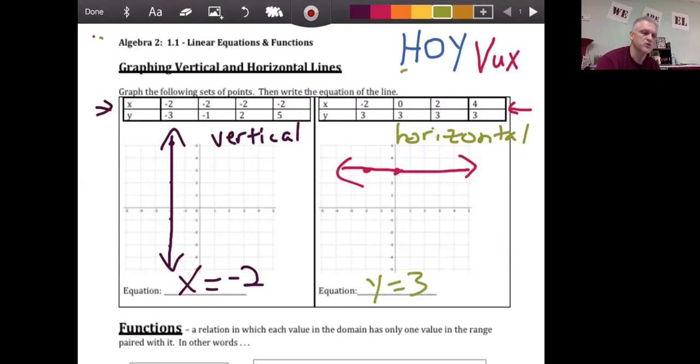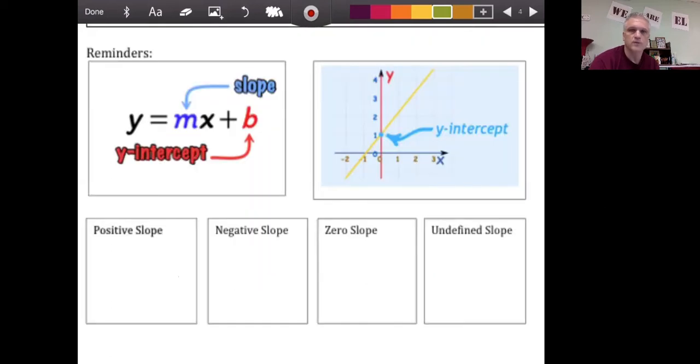Okay? So that's the HOY part in HOY-VUX. Horizontal lines have 0 slope. Y equals a constant is going to be your equation of the line. Okay, let's move down the page just a bit. I'm sure that you heard y equals mx plus b at least 100 times when you were in Algebra 1, maybe even a little bit in geometry.